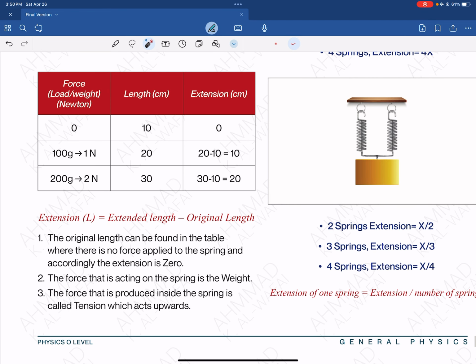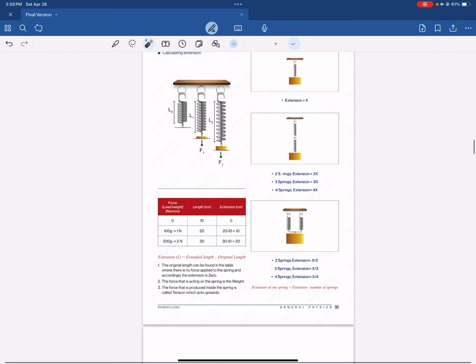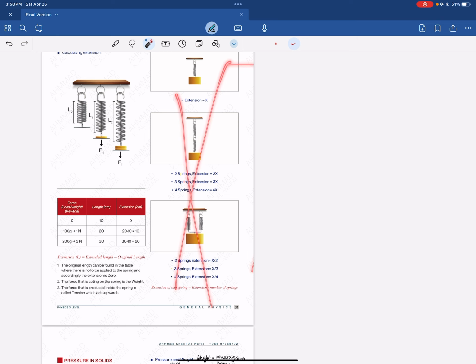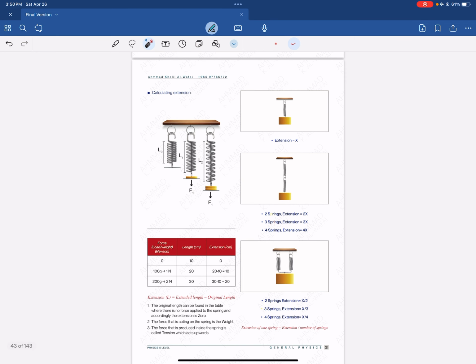These are the basic ideas of force and extension. This one is out of scope, so don't study this, and solve more questions to understand.